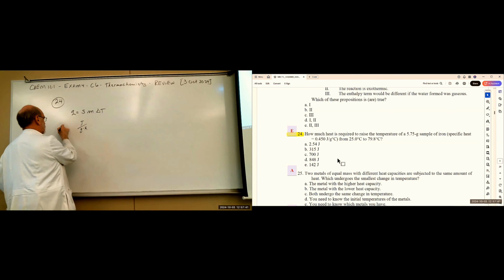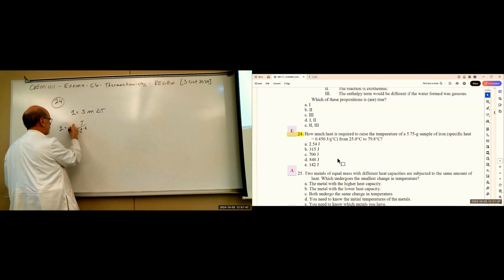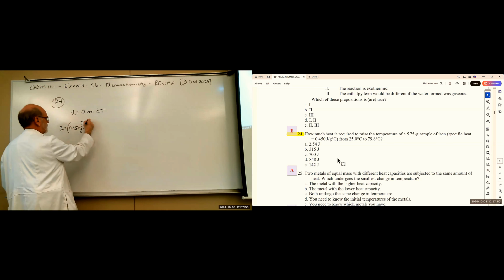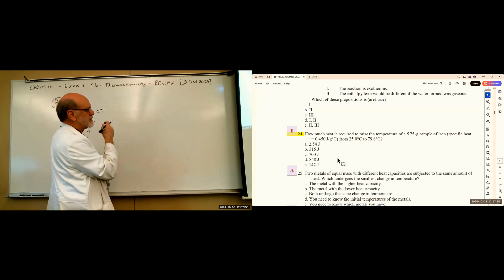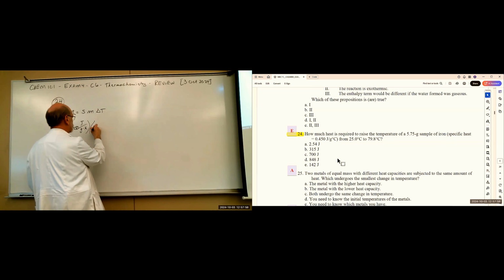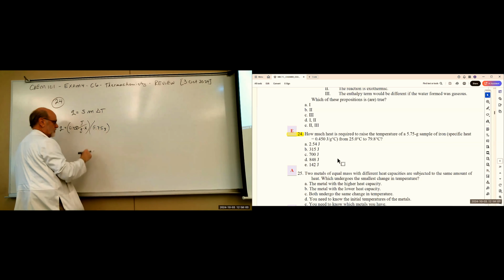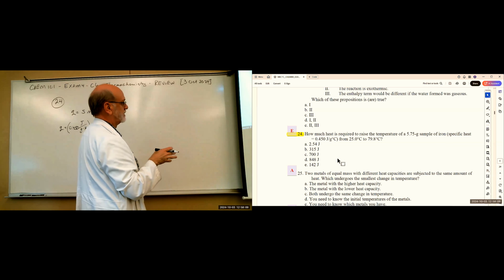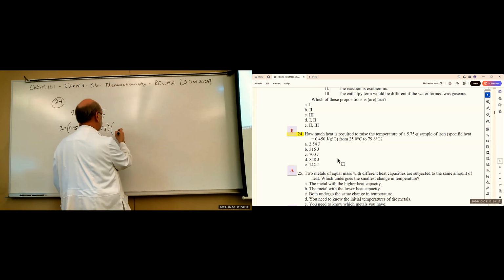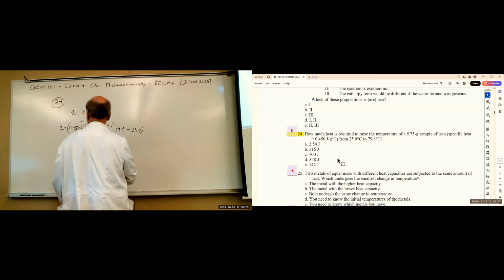Right. Okay, so let me leave that there. And what was our value for 0.450? 0.450. That's your S. Mass is 5.75 grams. Okay, so we check our units, right? It's going to cancel the grams. That's good. And then final minus initial from 25 to 79.8. 79.8 comes first because it's final. Okay.